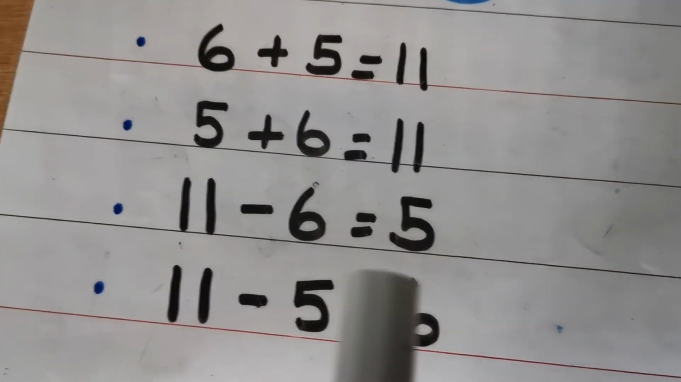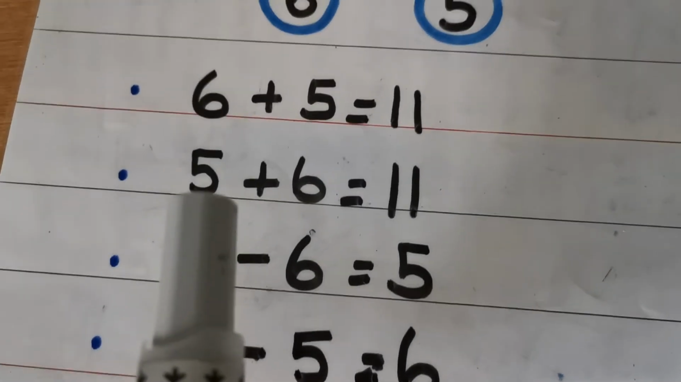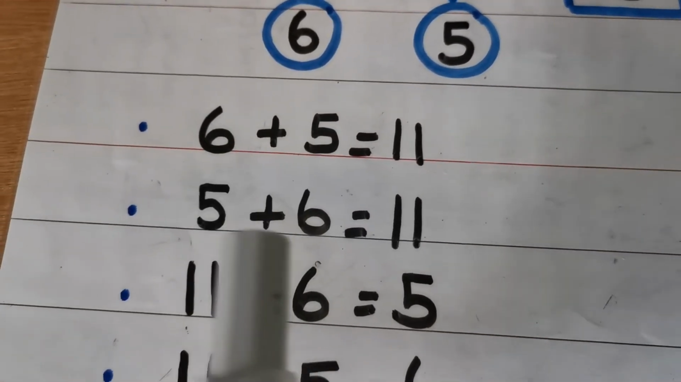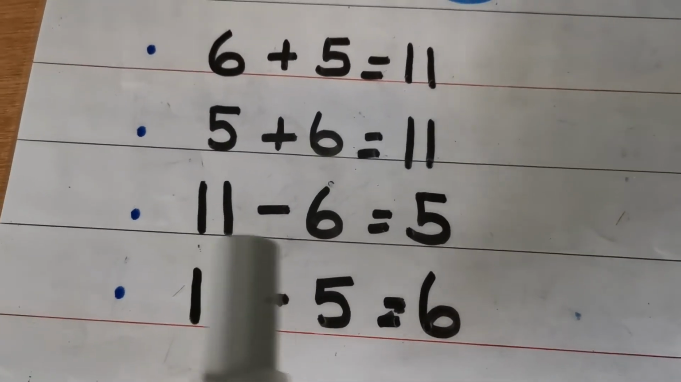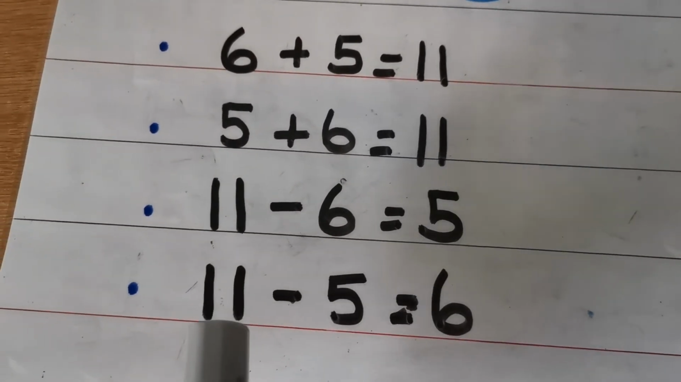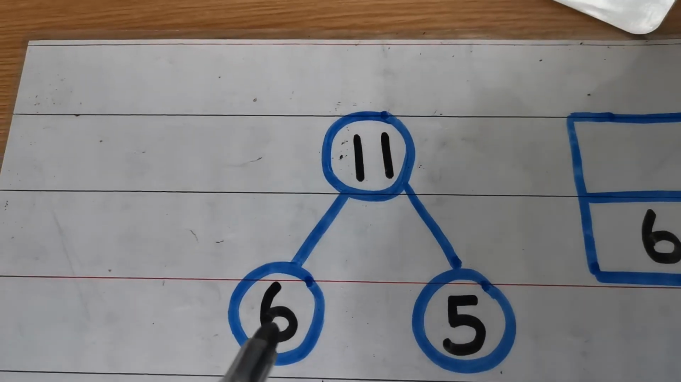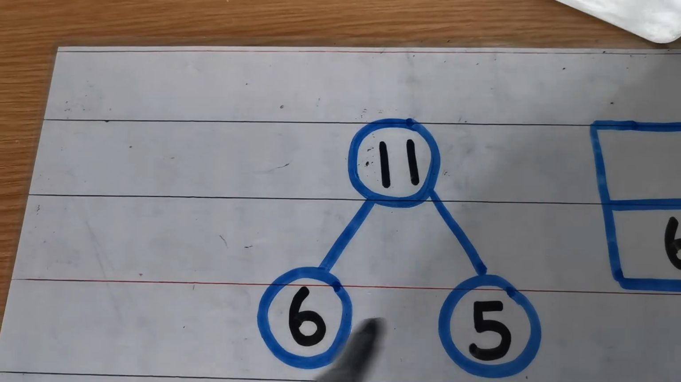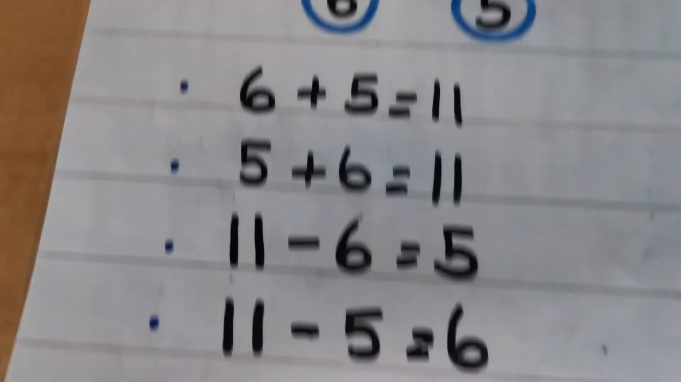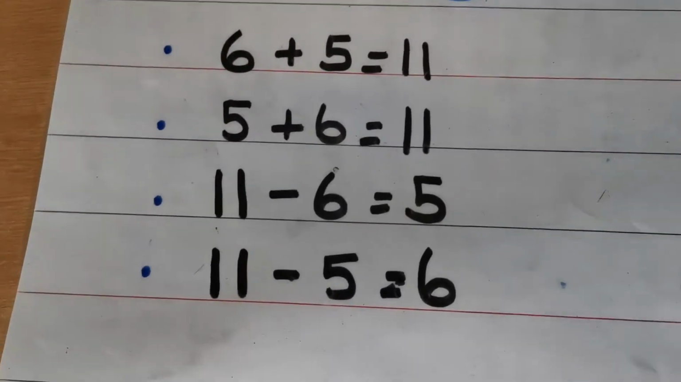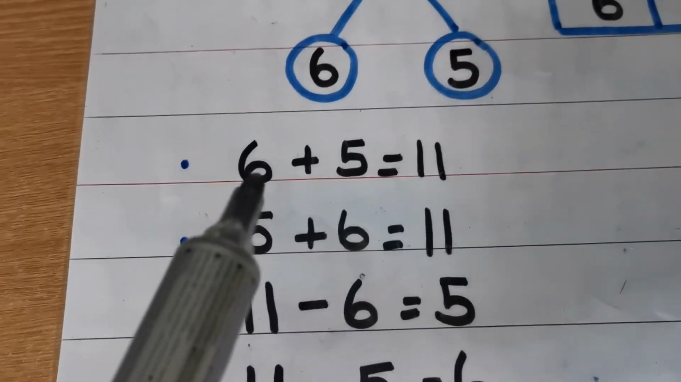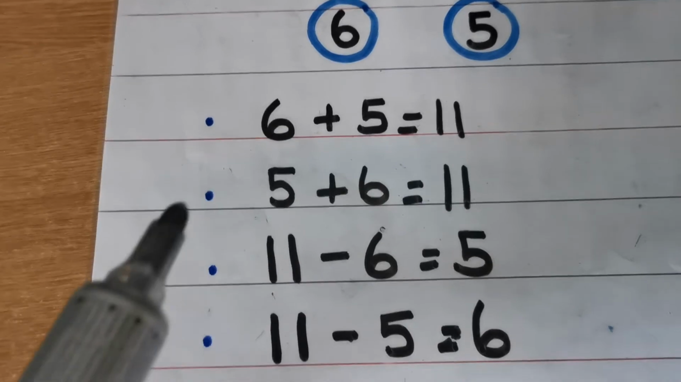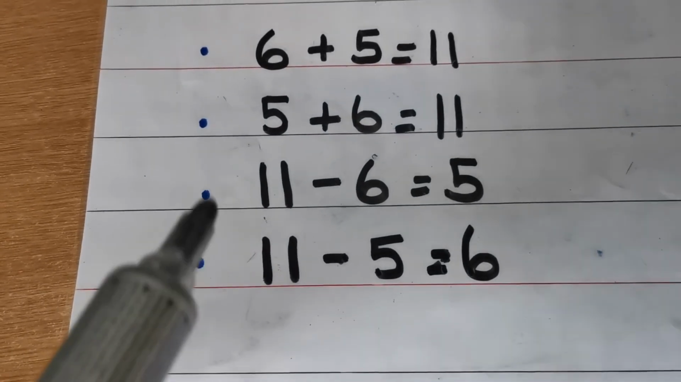So it is still a switcher, but remember, not like addition. You can't switch the two parts over. You've got to always start with the whole for takeaways. 11 take away 6 equals 5. 11 take away 5 equals 6. Okay, I went that way and then I went that way. Right, so that is a fact family. 3 numbers, 2 addition sentences and 2 subtraction sentences.